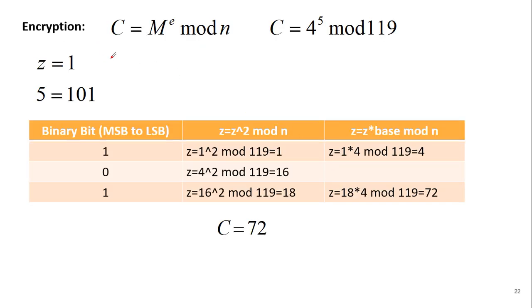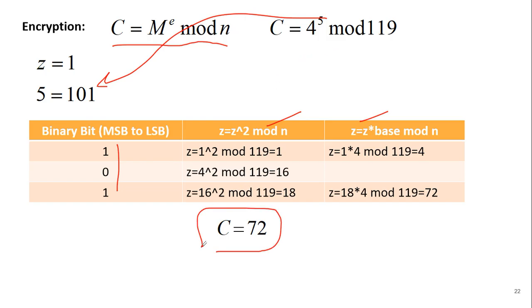Now encryption is c equal to m raised to e mod n, so c equal to 4 raised to 5 mod 119. This operation is very easy, so we can directly calculate. This is the square and multiply operation, 4 raised to 5. 5 is represented in binary and we take it from MSB to LSB, and in a systematic way we can calculate 4 raised to 5 mod 119. So our encrypted value is 72.